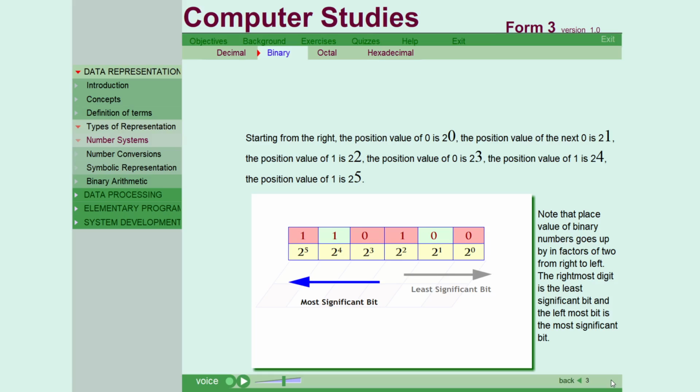The position value of 1 is 2 to the power of 5. Note that place value of binary numbers goes up by a factor of 2 from right to left. The rightmost digit is the least significant bit, and the leftmost bit is the most significant bit.